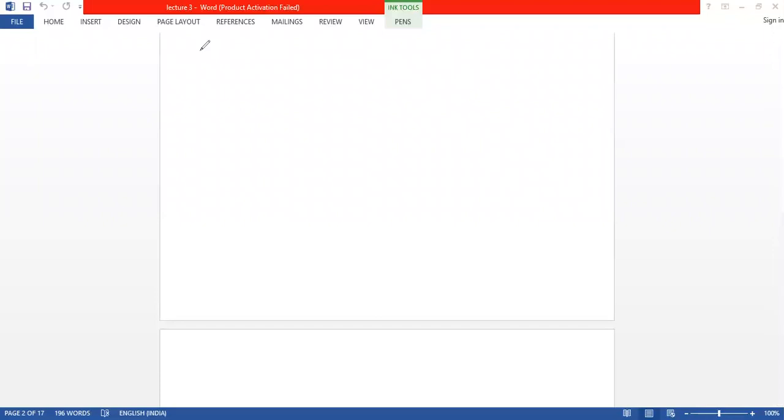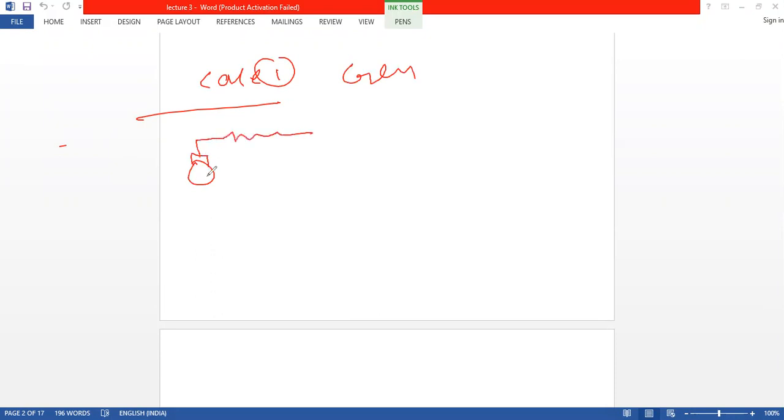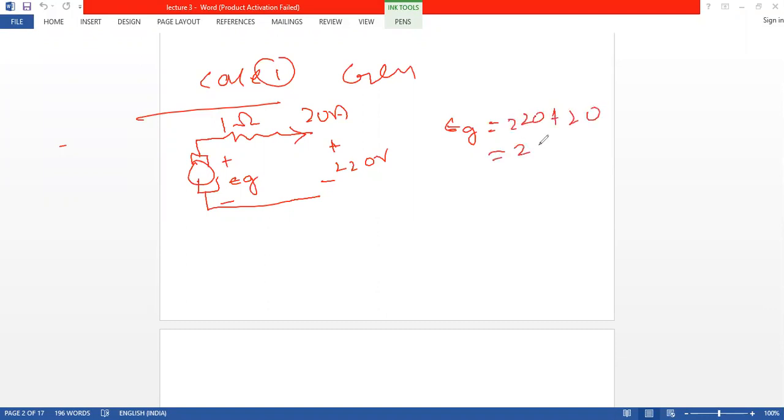Now see here in case number 1. Let us take the example of a generator. Here there is a plus or minus EG. He has given us 220 volts, the current is outward 20 amperes, and resistance he has given us 1 ohm. So what is EG? EG equals 220 plus 20, 240 volt.